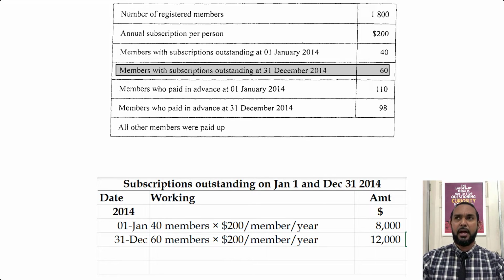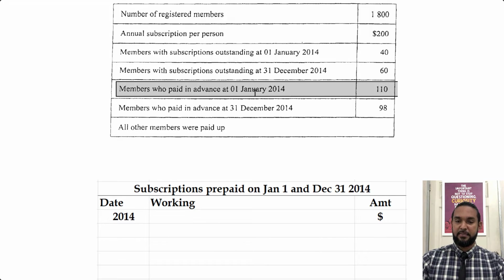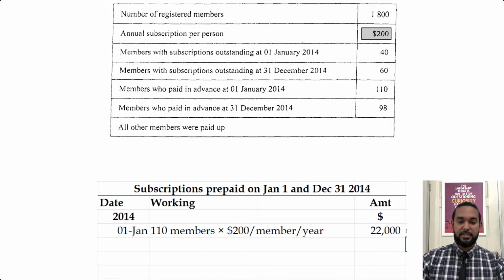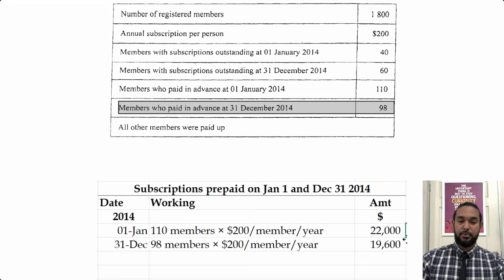Now let's take a look at the members who paid in advance. So it says here, members who paid in advance at the start of the year was 110. And of course, the amount of subscription is the same regardless of if you pay on time, in advance, or you don't pay. So at the start of the year, we're going to have 110 multiplied by 200. That's going to give us 22,000. And at the end of the year, we have 98 members who had paid in advance. And that's going to give us a total of 19,600, sorry.